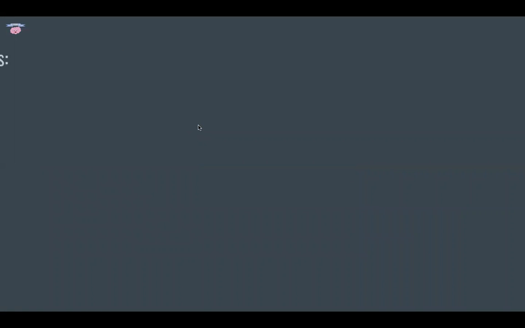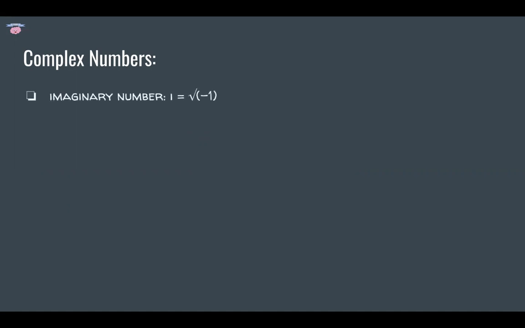Now, moving on to complex numbers. Complex numbers don't have to do with equations exactly, but they're a necessity for quadratic equations, which is the type of equations we'll discuss next. Now, an imaginary number is i. i is equal to the square root of -1. That's the definition of an imaginary number.